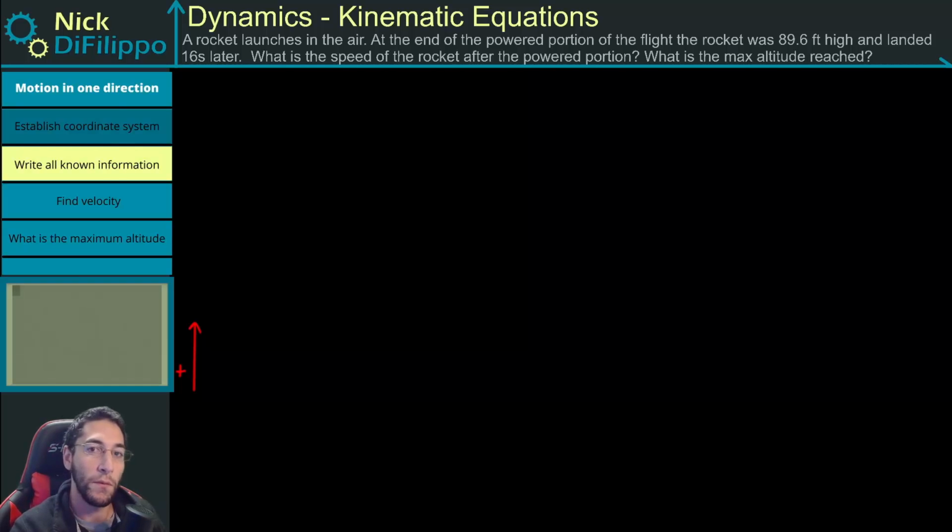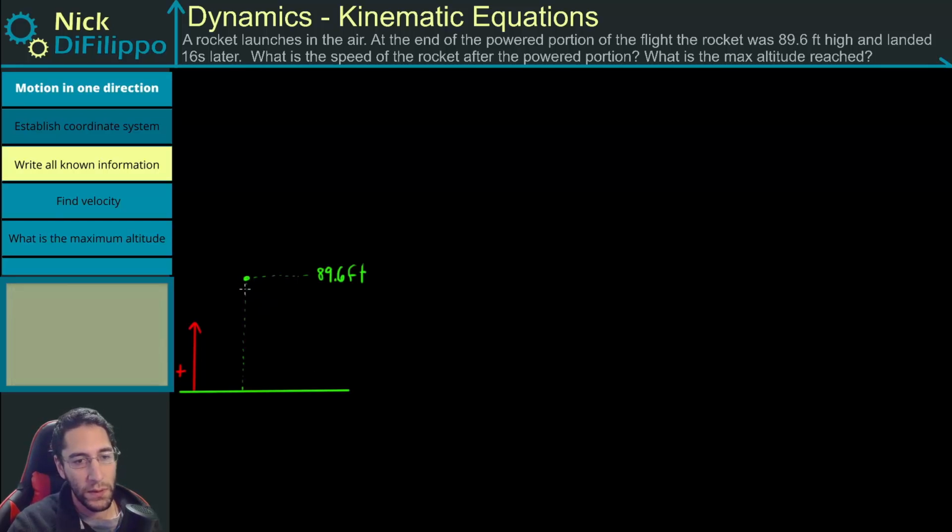Next, I want to go through, write, and draw all my known information. So if this is my ground, I have my rocket, which is launched to a specific point, and this point is where the powered portion of the flight ends. We are told that the powered portion of the flight ends at 89.6 feet. So this entire leg is the powered portion. We don't know anything about that. We just know after that ends how high we are. After that ends, the engine shuts off.